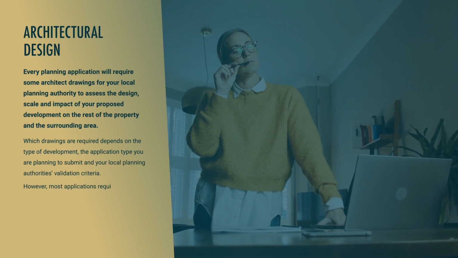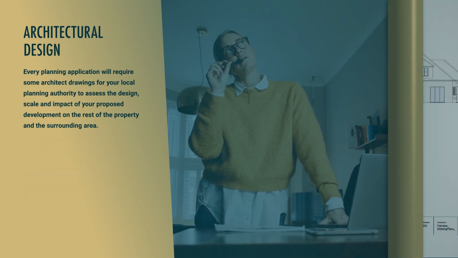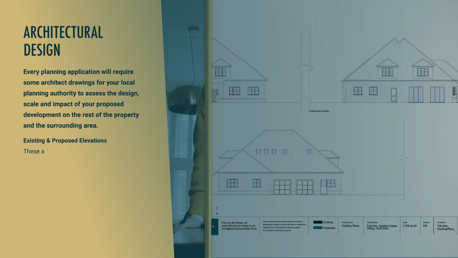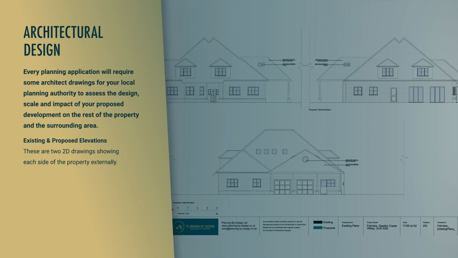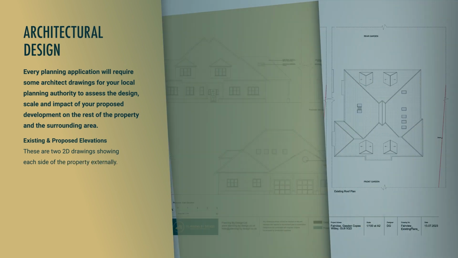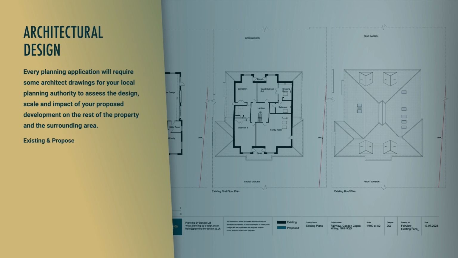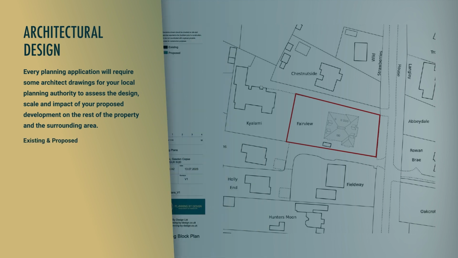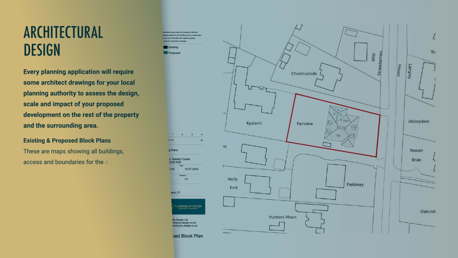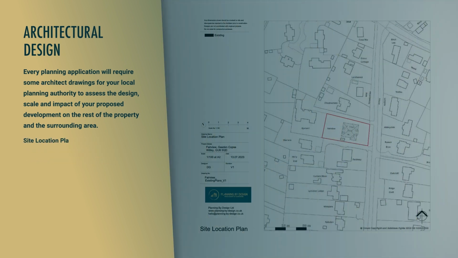However, most applications require the following as a minimum. Existing and proposed elevations. These are 2D drawings showing each side of the property externally. Existing and proposed floor plans. These are 2D drawings showing the layout of rooms. Existing and proposed block plans. These are maps showing all buildings, access and boundaries for the site. Site location plan. A larger map showing where the property is located.